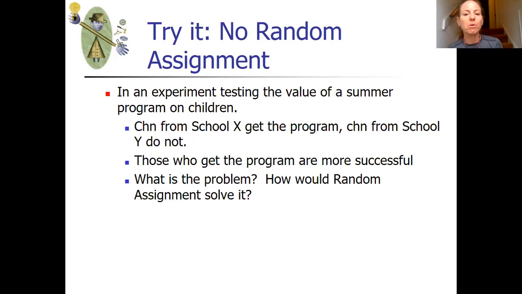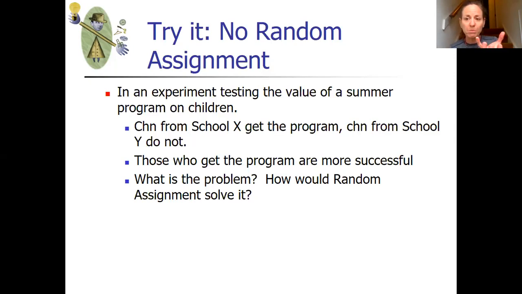So those who get the program turned out to be more successful. Then the question is, well, wait a minute. Isn't it a possibility that because school X was this really rich school, they might have performed better anyway, even without this treatment? And so the question is, how would random assignment solve this problem?